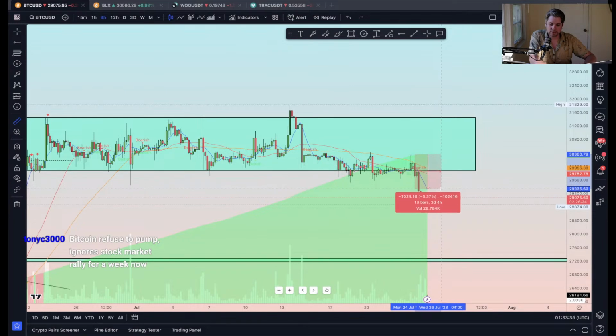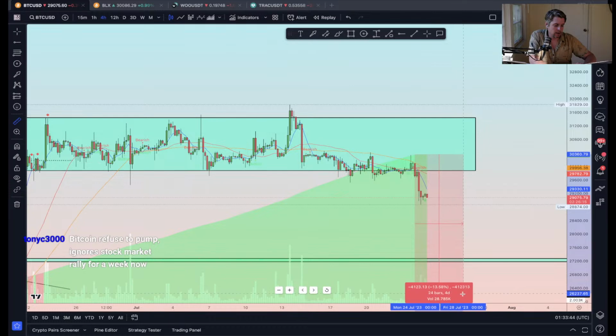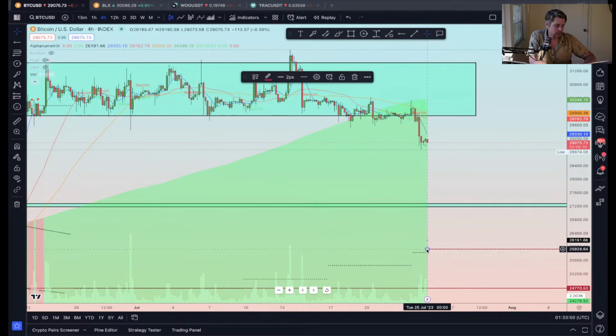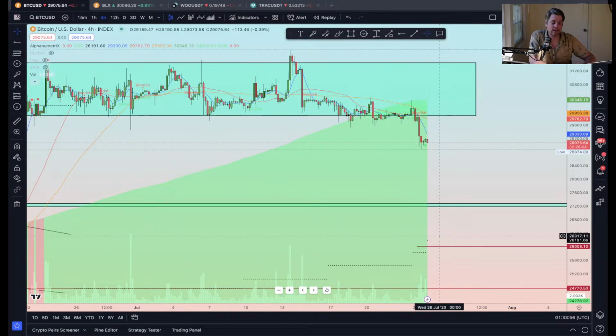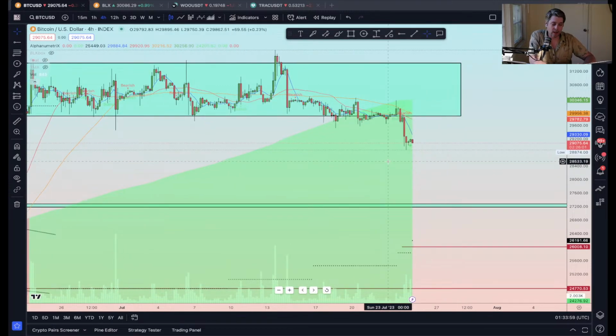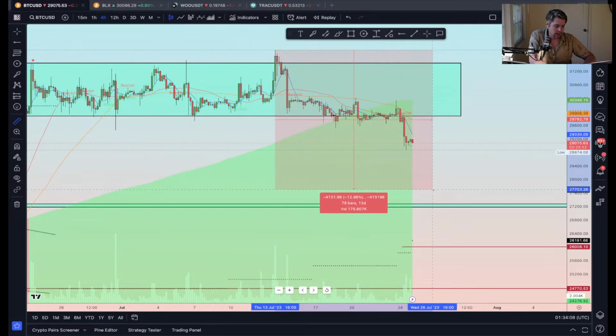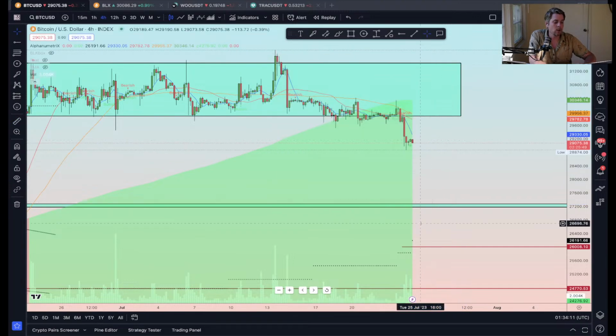Bitcoin refuses to pump, ignores the stock market, rallies for a week now. Yeah. 4,500 brings us down a little bit lower here. So potential bearish case scenario bringing us to $26,000. It's not what I want to see because that will invalidate the trade. That will flip the green wave to a red wave, which will flip our bias back to bearish. And then the optimistic or bullish scenario for a target is right here at around the support level. So we do have a lot of confluence in this level at this area of $27,000. So that's the area to watch right now.